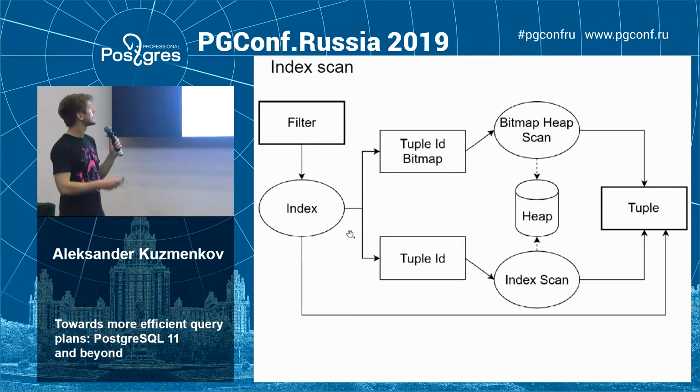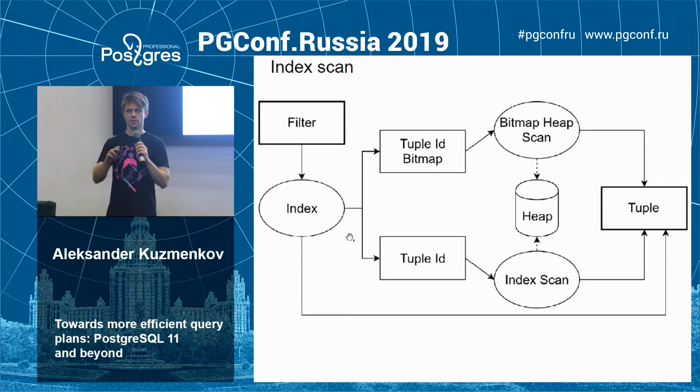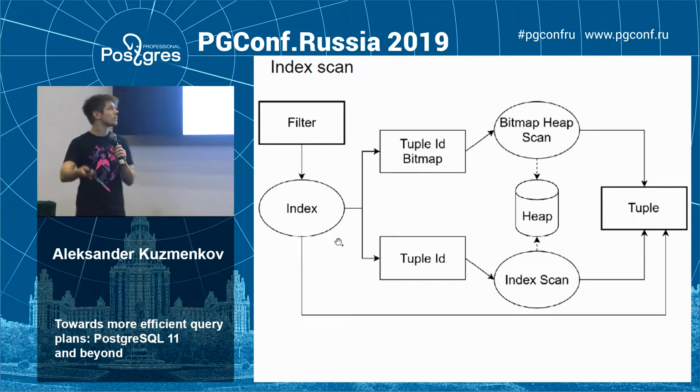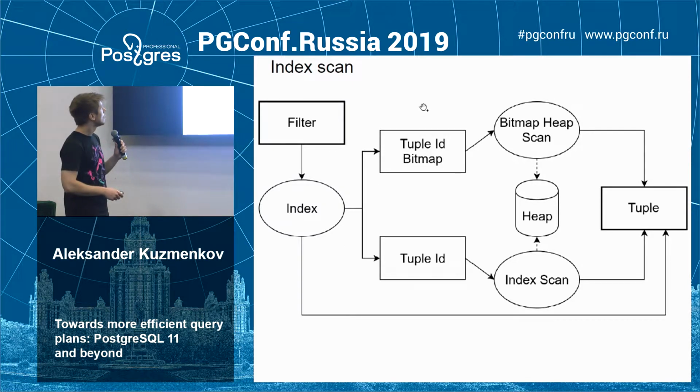The basic option is to use the simple index scan. It just gives us the link to the next row in the heap. We send a line to the filter and it gives us the link to the next row. We go to the heap, extract it, then return it. This is the basic index scan.